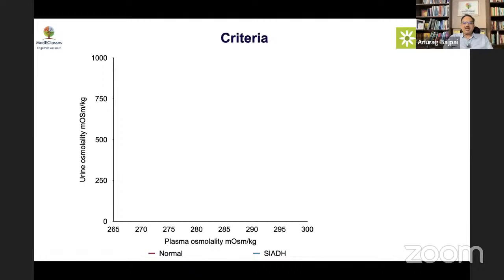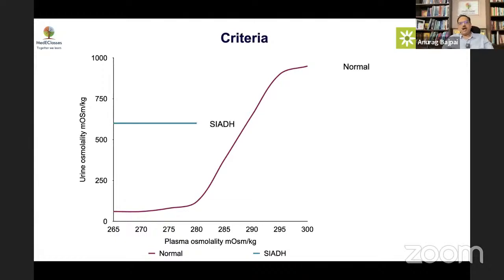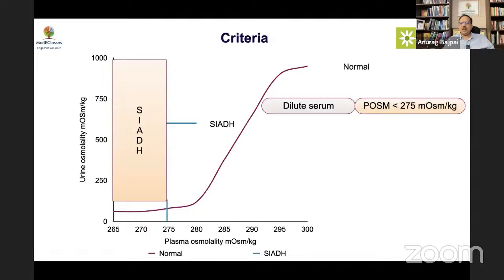Now, we all know that as the plasma osmolality goes up, the urinary osmolality goes up in that scenario. So essentially, below a plasma osmolality of 280, you hardly have any urinary concentration. This is normal, but if you have inappropriate urinary concentration, dilute blood, concentrated urine, that is what is syndrome of inappropriate ADH secretion.